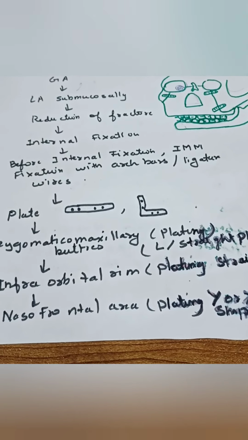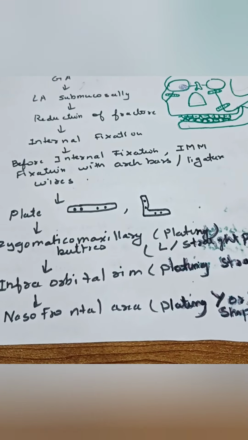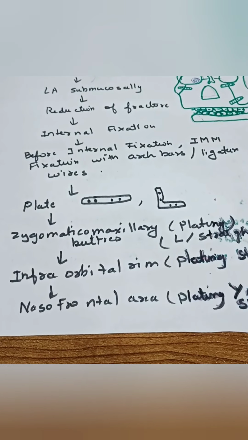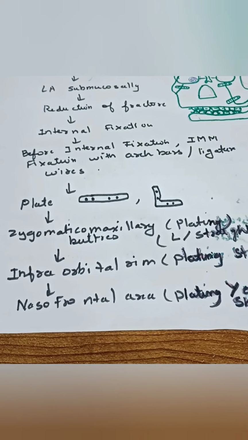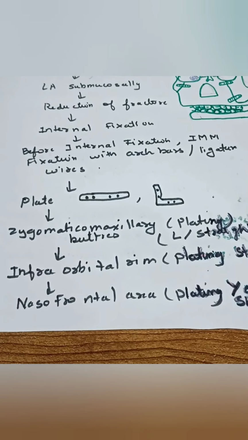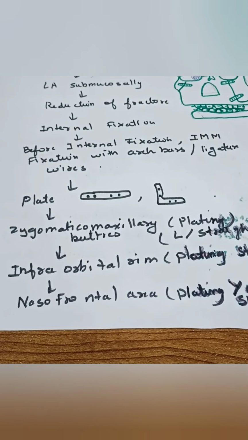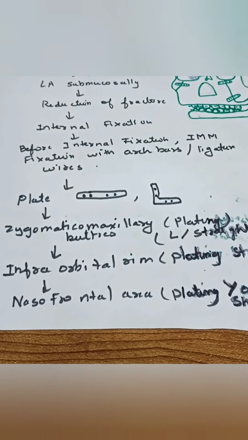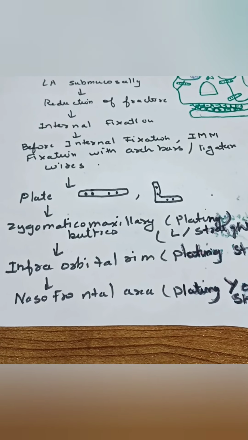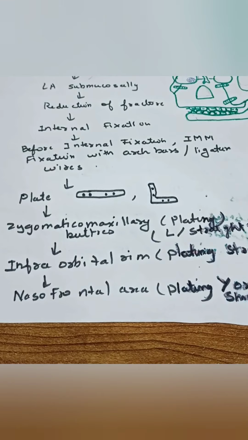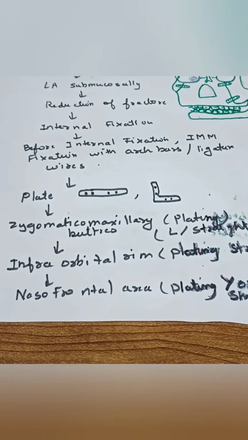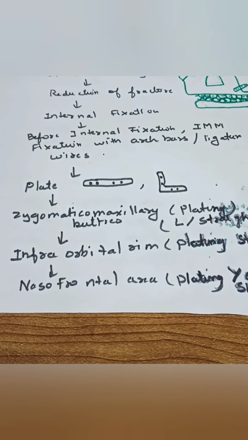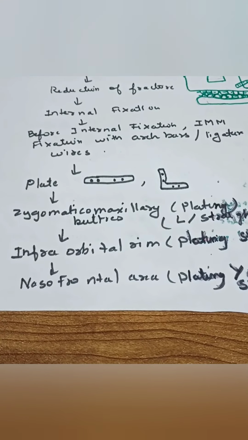If it is not possible, then you can use other methods such as submental and submandibular intubation. The surgery can be carried out under submental or submandibular intubation. Then tracheostomy can also be done, because in case of nasal obstruction and Le Fort 2 fractures, tracheostomy can be done to the patients. Then in the case of open reduction, the procedure remains the same. First you give general anesthesia to the patients, then you give the LA submucosally, then again reduction of the fracture site.